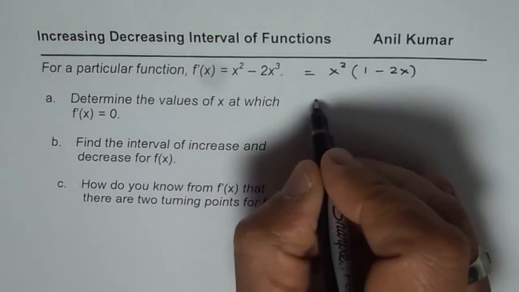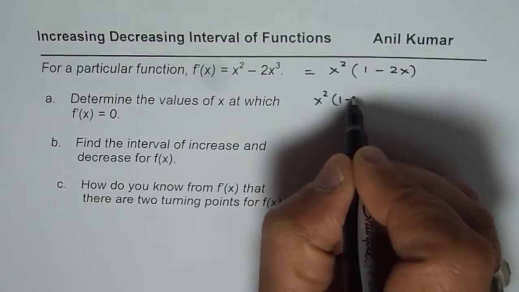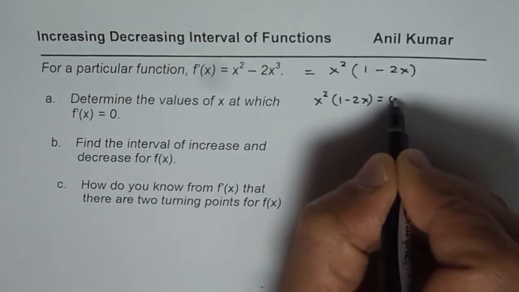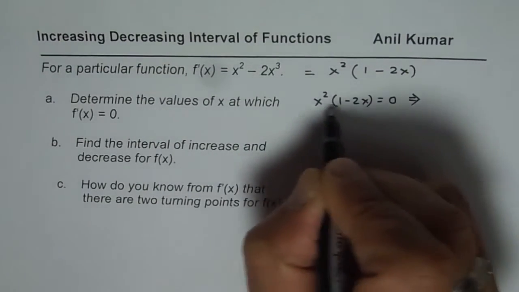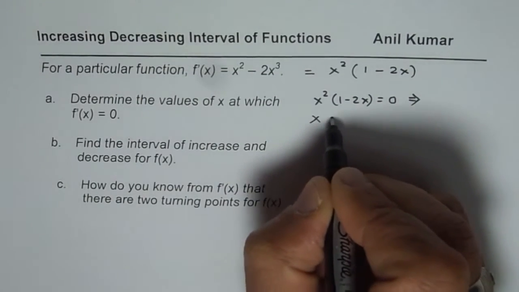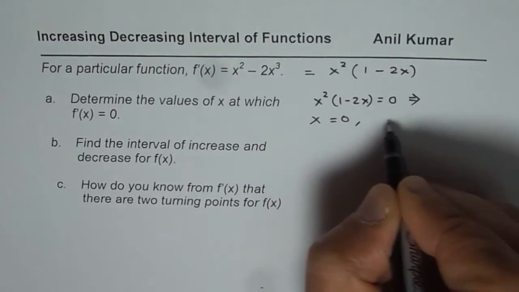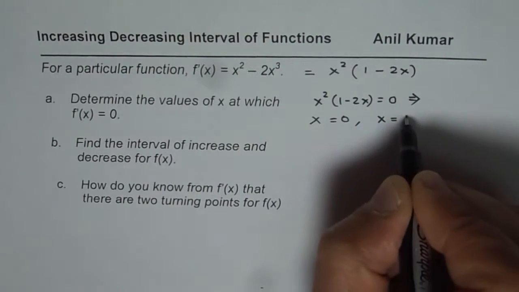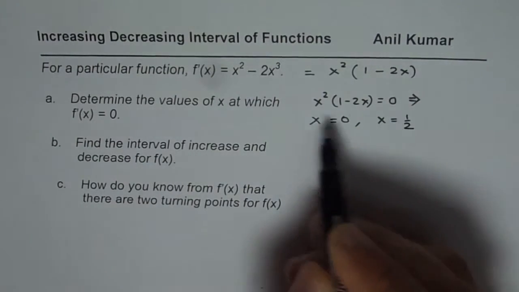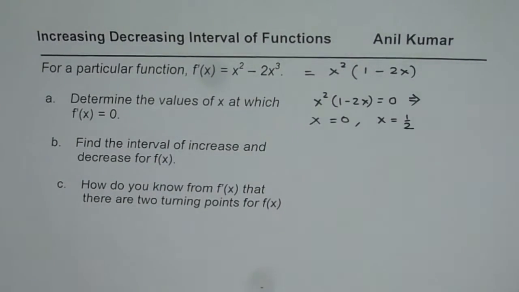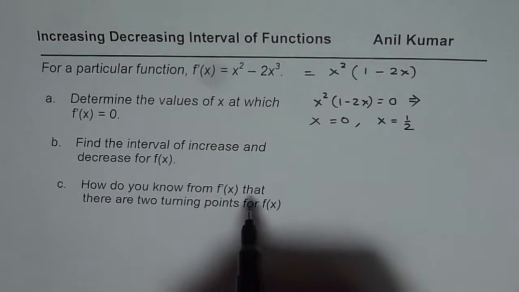Now x squared times 1 minus 2x equals 0 gives us two values. One is at x equals 0. The other one is at x equals half. So these are two values. How do you get them? Equate each factor to 0 to get your zeros. So that is how you get them.